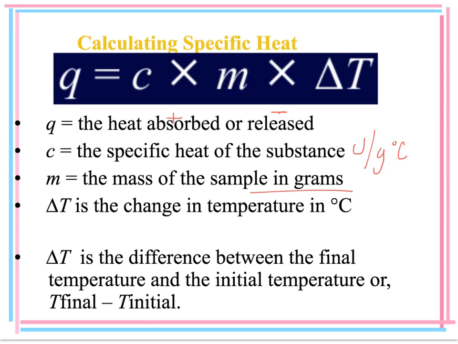And then delta T is the change in temperature. We always want to make sure that we remember that it's T final minus T initial, because that is where our positive or negative comes from. Obviously, if we decrease the temperature or increase the temperature, it's going to change the sign of that delta T. So let's get ready to do a calculation.